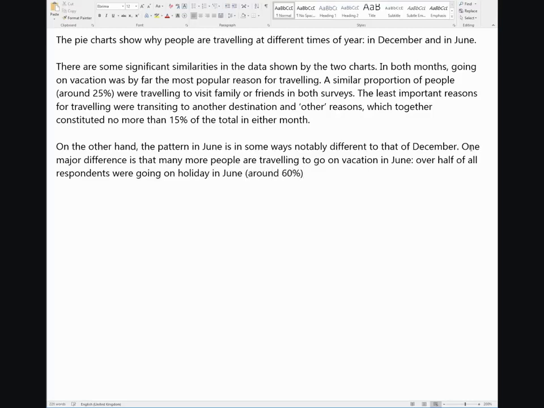Right, put some numbers in. Again, remember to hedge or use approximating language if you're not 100% sure of the figures. Accuracy matters in task 1. Being accurate with the data is important. If you make mistakes with accuracy, it will hurt your task achievement score. And in particular, if you make many mistakes with accuracy or if you make significant mistakes with the data, that limits your task achievement score to 6, which obviously makes it very, very difficult to get any kind of higher score. Right, over half of all respondents were going on holiday in June, around 60%.